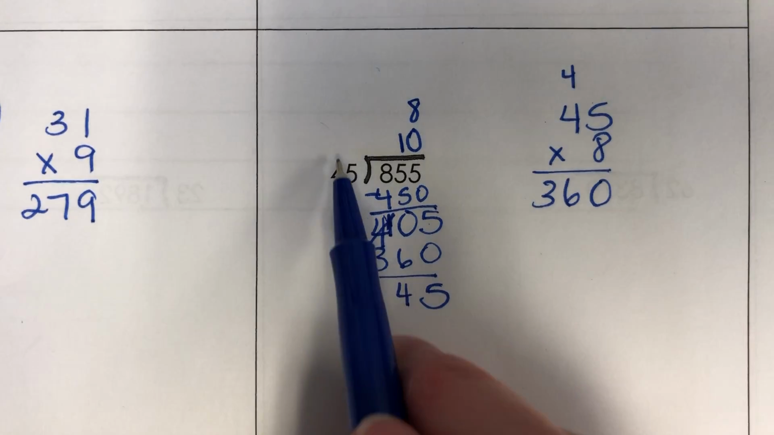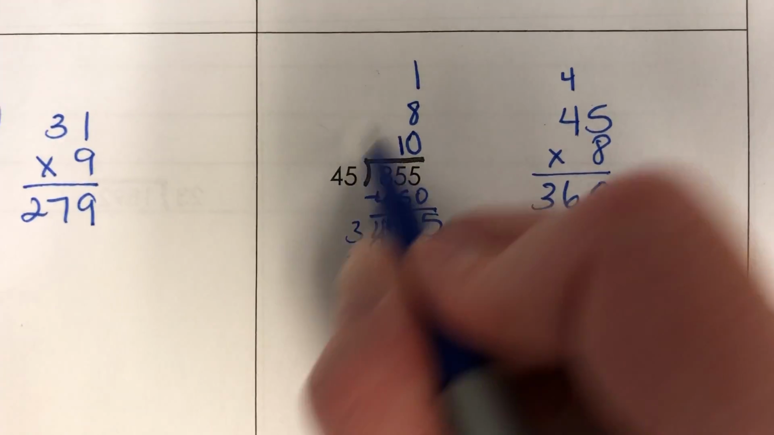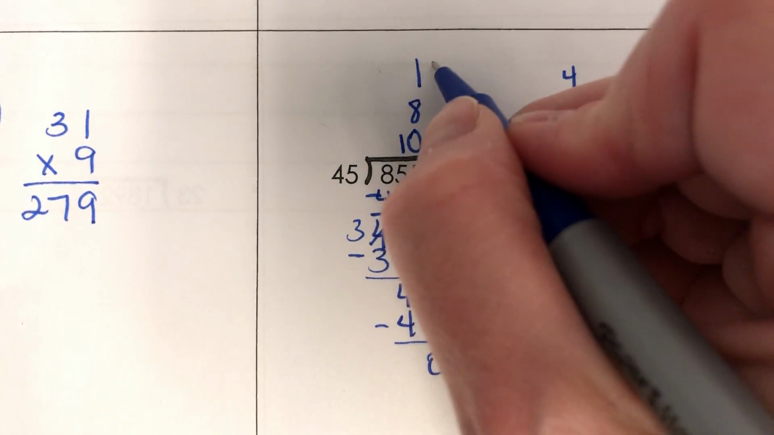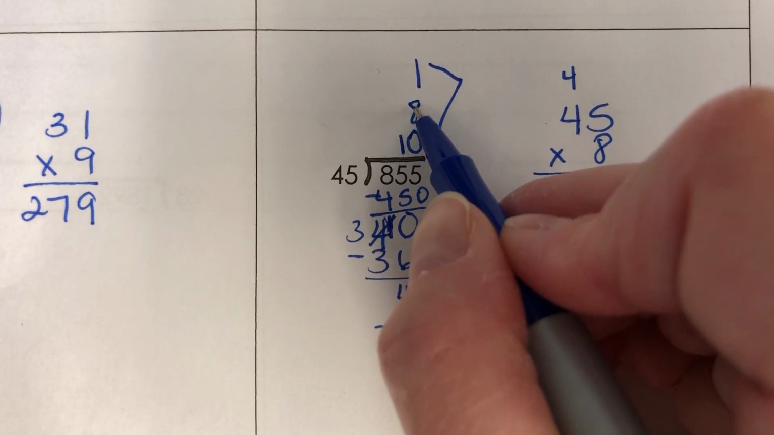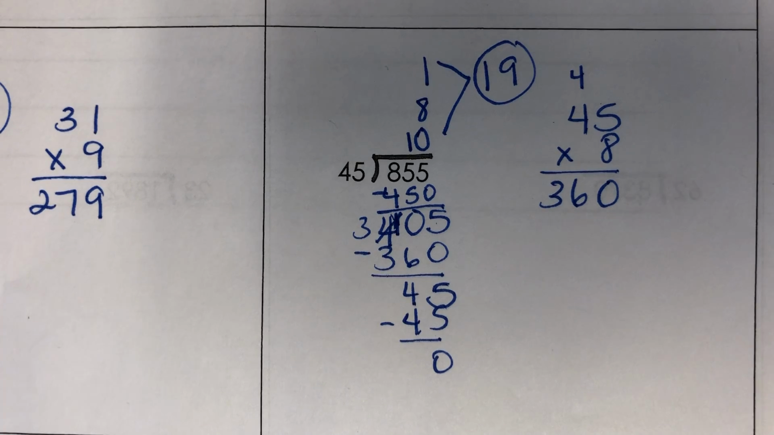So we have 45. Oh, how many times does 45 go into 45? 1 time. Yep. And 45 times 1 is 45. And now there's nothing left over. So for our answer, we just have to do 10 plus 8 plus 1, which is 19 again. So we have 19. No remainders yet.